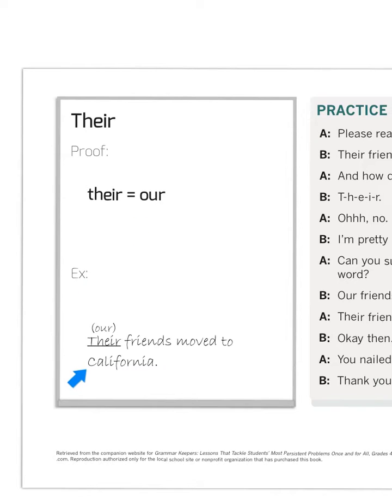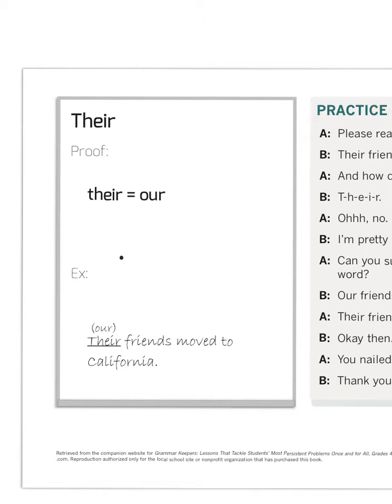So let's look at our example. Their friends moved to California. Let's insert our proof and read it with our proof. Our friends moved to California. When I read it with my proof, I know immediately that this is the correct form, because our friends moved to California makes sense, does it not?